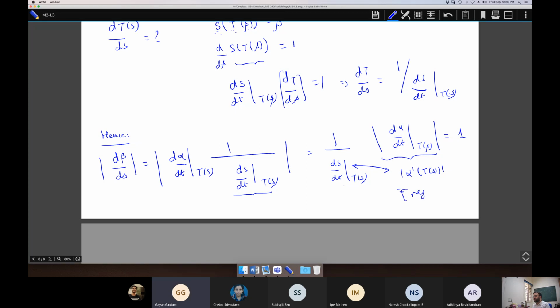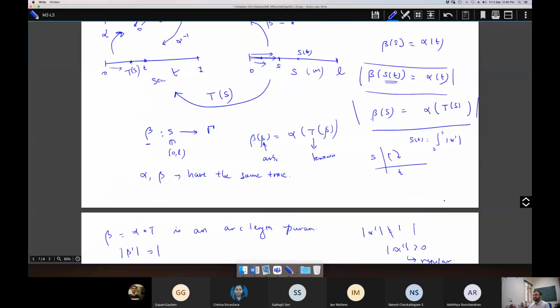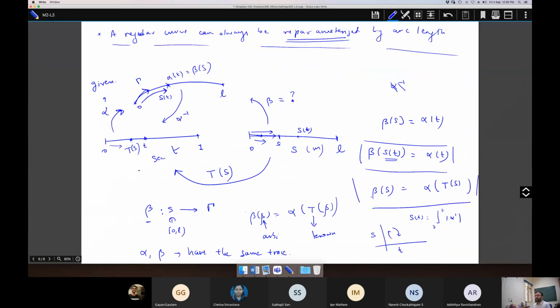Again, regular. Okay, so the takeaway message is that given any regular curve, that means it's differentiable and the tangent never has 0 length, you can always reparameterize it by arc length. That means it is enough for us to think about curves which have unit speed, parameterized from 0 to its length, with some map alpha with mod alpha prime equal to 1.